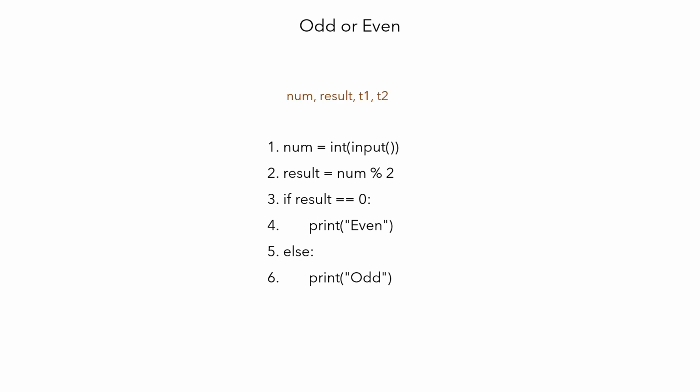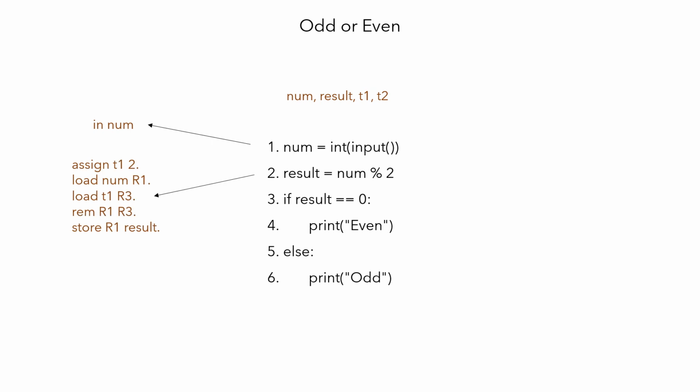As you can see, there are two global variables, num and result, but we have also added t1 and t2, which are temporary variables. The reason will be obvious in a moment. The first statement translates into an in num instruction to receive the input and store it in the variable num. And the second statement would involve multiple instructions.